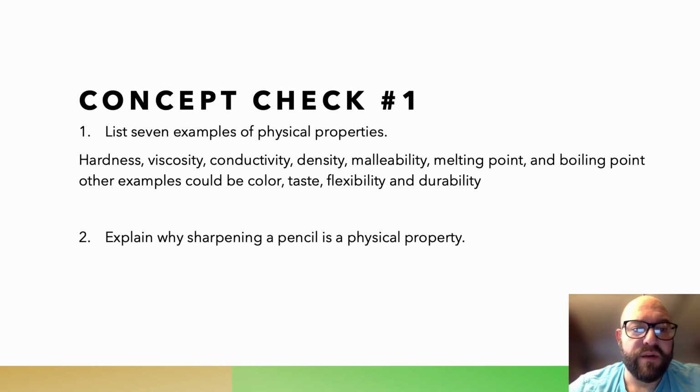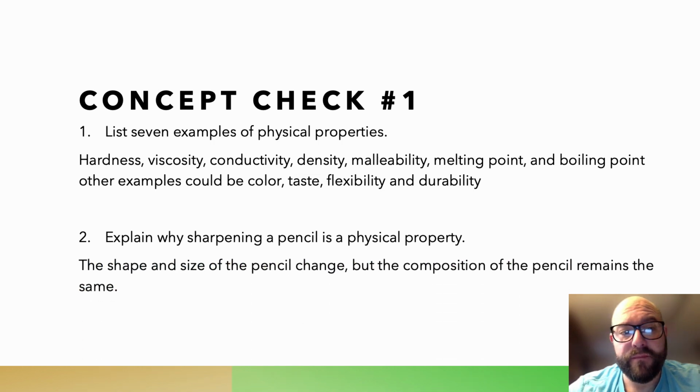Question 2. Explain why sharpening a pencil is a physical property. The shape and size of a pencil change, but the composition of the pencil remains the same.